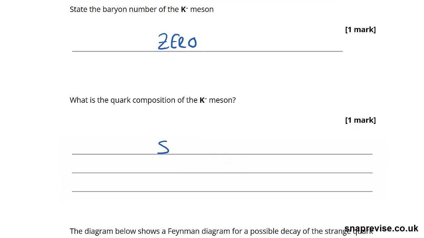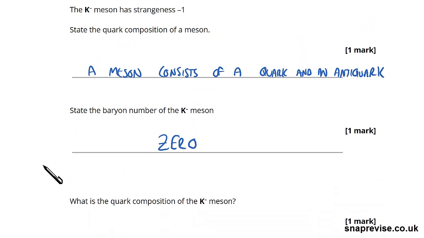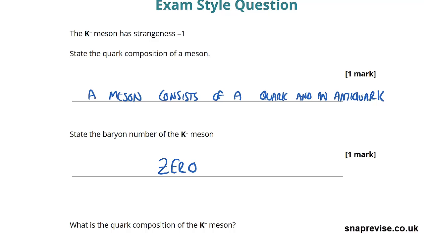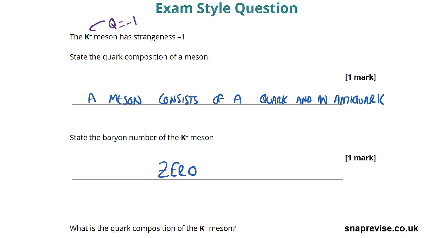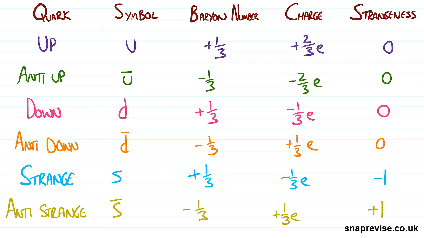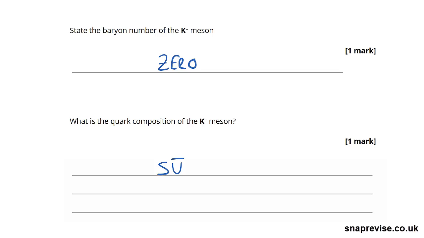And so we know it's got a strange quark in it, and then we know that it's got a charge of -1. And again, we go back to our table on quarks, remembering that a particle with a strangeness of -1 must have a strange quark. Therefore, it must have either an up quark or an anti-up quark or an anti-down quark involved. And if you want it to have a negative charge, you better have the anti-up quark, because the anti-down quark is positive charge. So it must be an anti-up quark. So it's a strange quark and an anti-up quark. So strange anti-up is the quark composition of the K- meson, and that's all they wanted you to write.